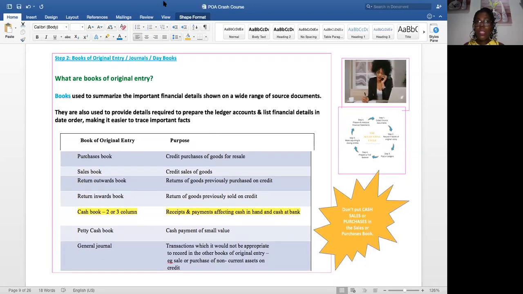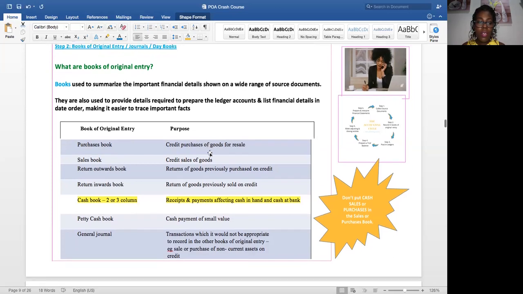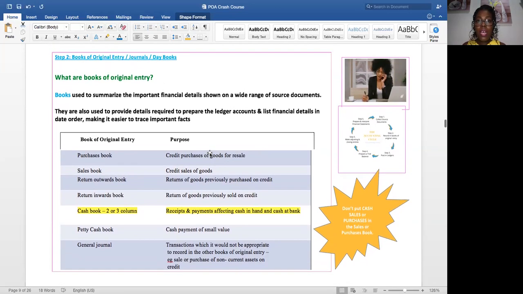Okay, so step 2. What are books of original entry? Remember, I told you guys we're moving along quickly, right? In the second half of the session, we're going to actually look at a question. So I'm going to give you the theory now. We're going to look at the question a little later on. If we do the question without doing the theory, it's not going to make much sense to some persons.